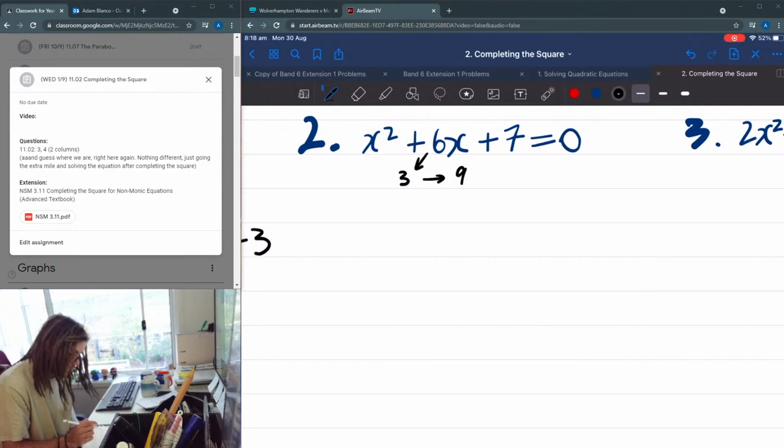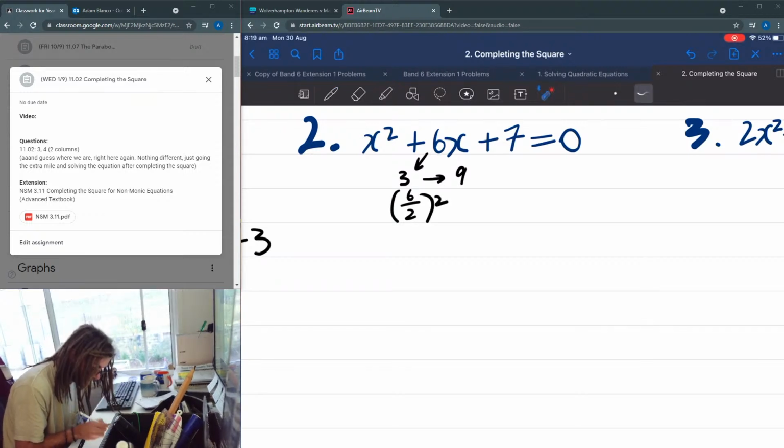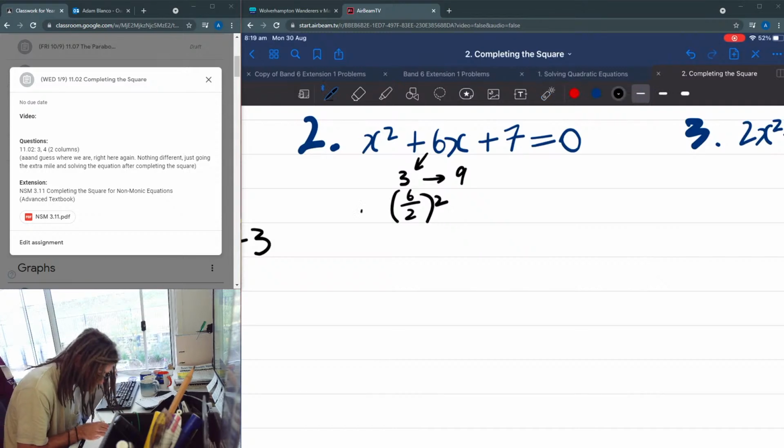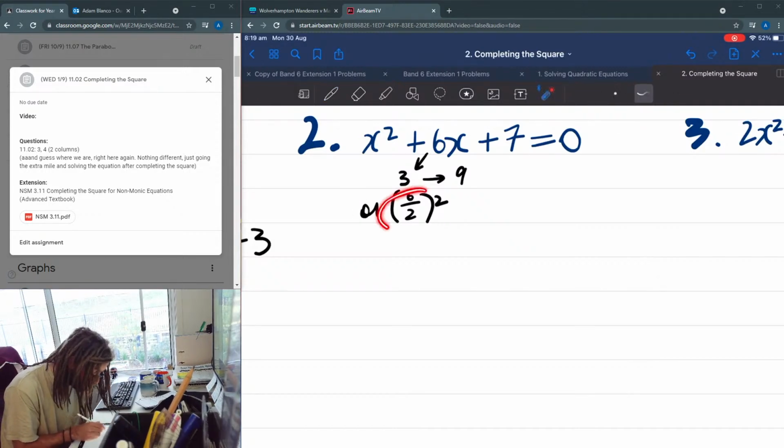Some people don't write it like that. They'll go like 6 on 2 squared. So it's like halving it and squaring it. So I guess you've got two options there. Now, what I do with that 9 that I've come up with, or this, is I add it on and take it away, or add it to this side and add it to this side.